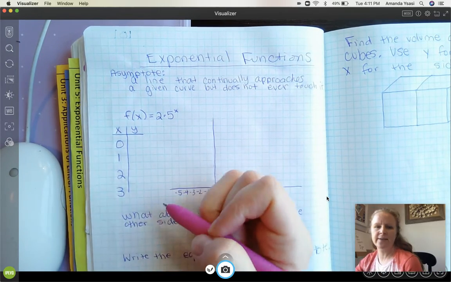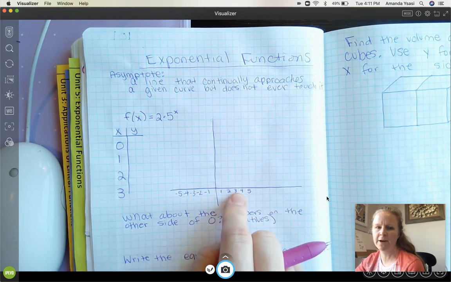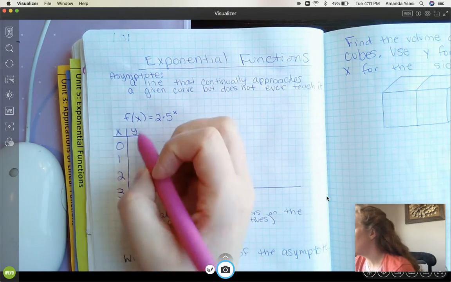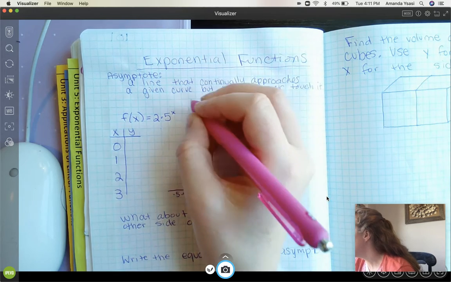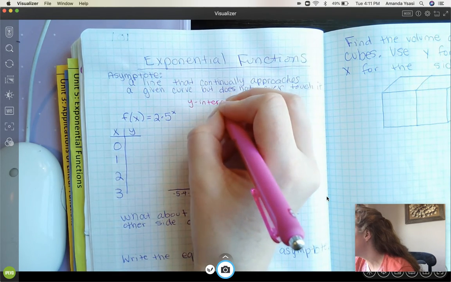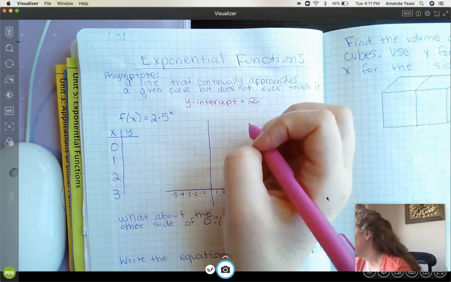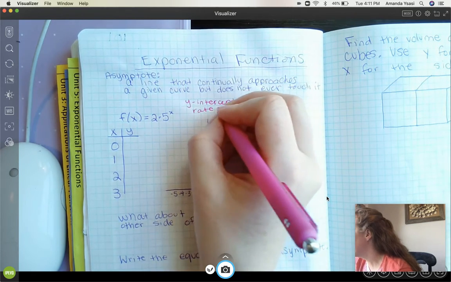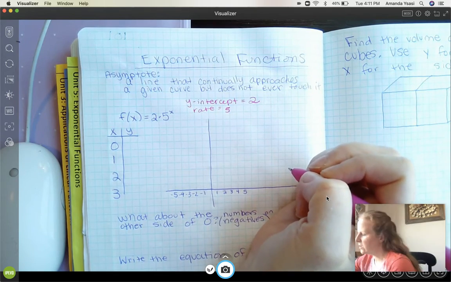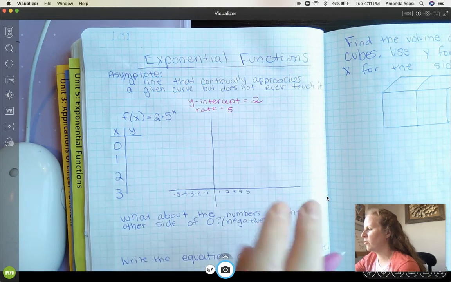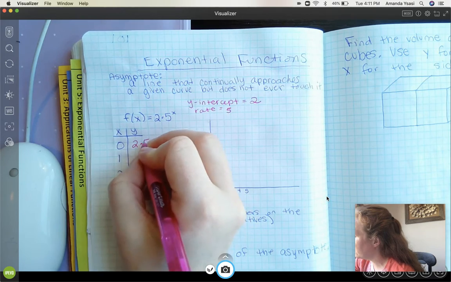So let's look at this function, 2 times 5 to the x power. We have a table, we have a graph. We are going to fill this in. So f of x equals 2 times 5^x. We know that 2 is going to be our y-intercept, and our rate of how fast it's going to go by is times 5. So we'll fill out this table before we make the graph. At 0, that's like saying 2 times 5 to the 0.